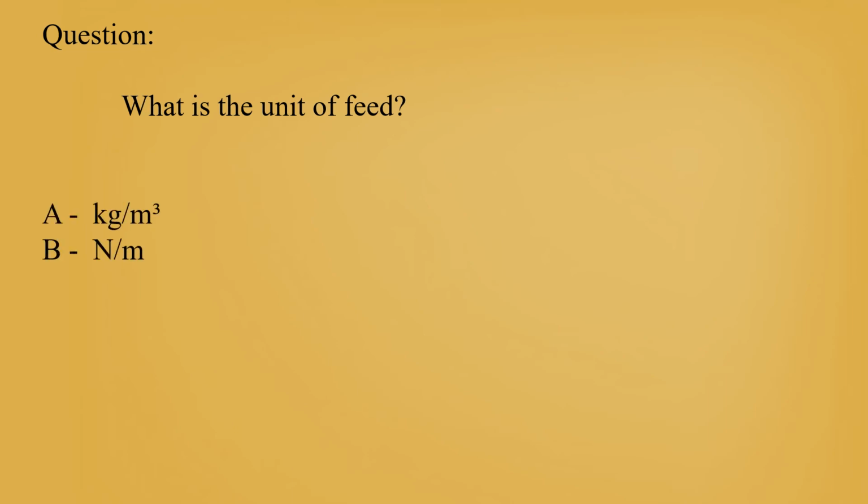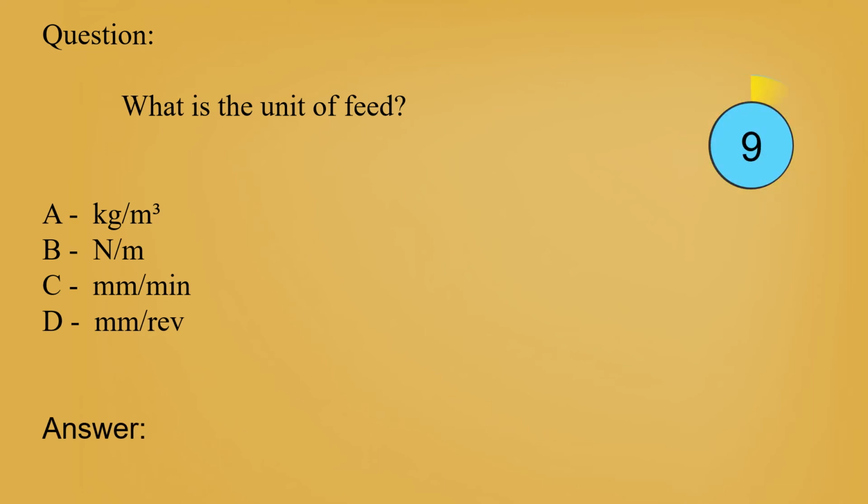Question. What is the unit of feed? A. Kg cubic meter. B. Newton per meter. C. Millimeter per minute. D. Millimeter per revolution. The answer is D. Millimeter per revolution.